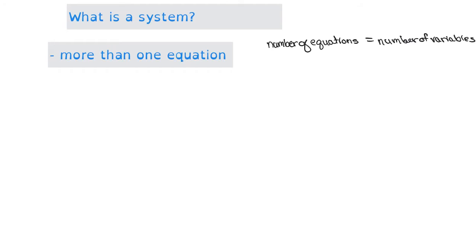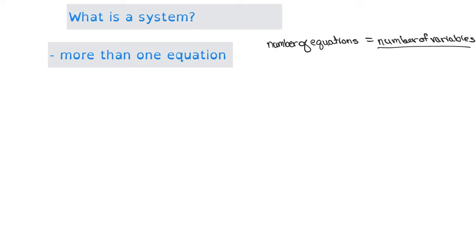Otherwise, we're not going to be able to get a singular answer or singular solution, and we'll talk more about what that means. But when we're talking about the number of variables, as I brought up in the last slide, that's what it means: you want to make sure that those two things are equivalent to each other.